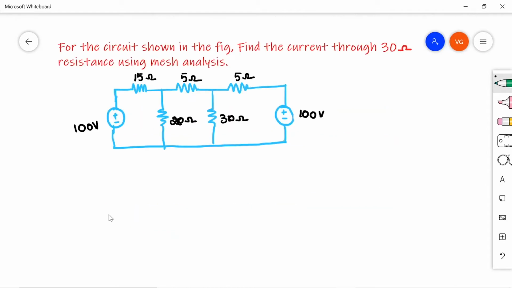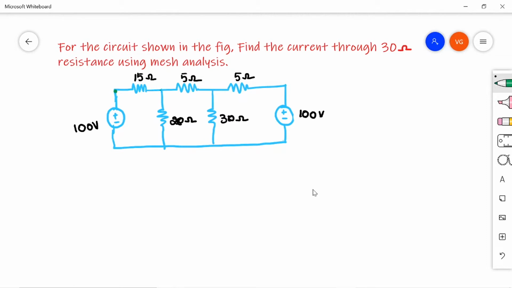Let us see the first question. For the circuit shown in the figure, find the current through 30 ohms resistance using mesh analysis. So mesh analysis is based on KVL, right? Kirchhoff voltage law. So let us see. First try to find out the number of meshes in the given circuit and mark the meshes.